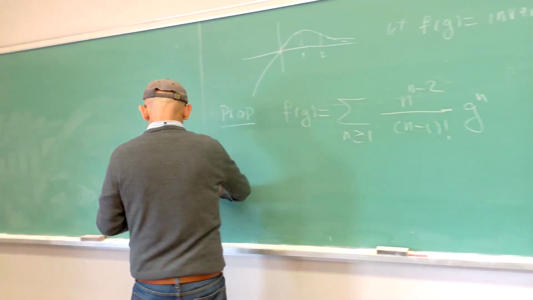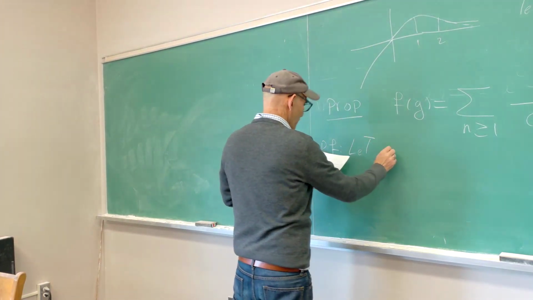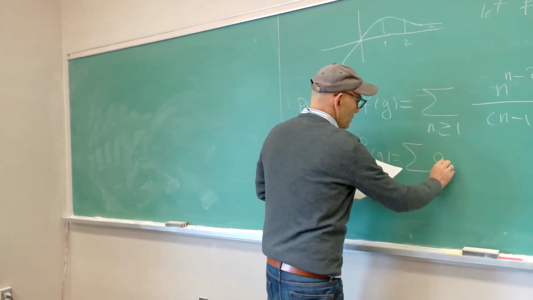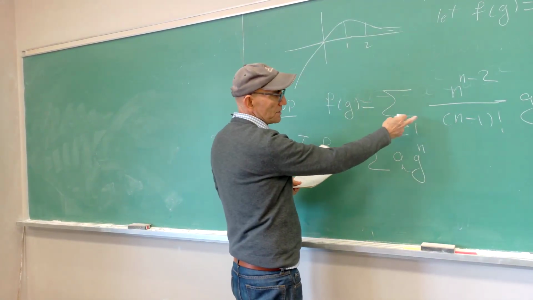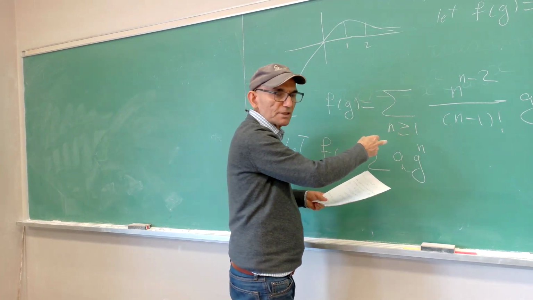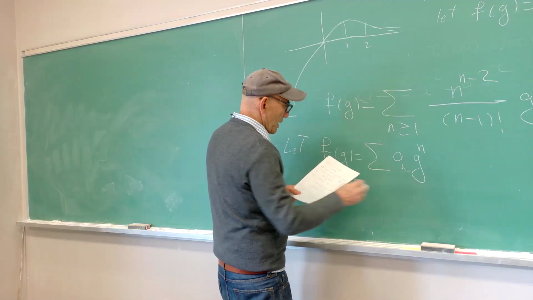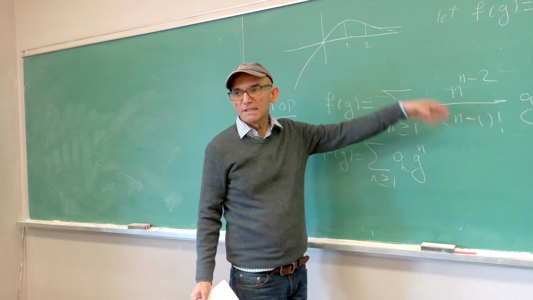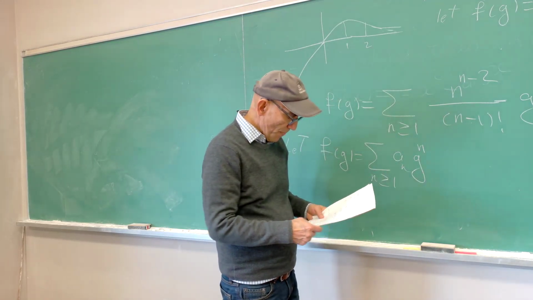Proof. Let us write f of g equal to the sum of a n g to the n. I believe you can also get this formula using the Lagrange inversion formula, as a good exercise, but let me do it this way. That's in the book, actually. We have n bigger than or equal to 1. Obviously there can't be a constant term, because the function is 0 at 0, so the inverse is also 0 at 0.